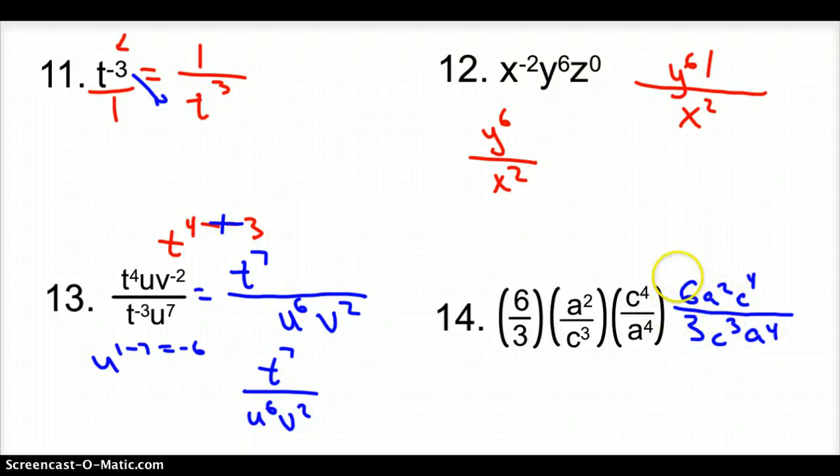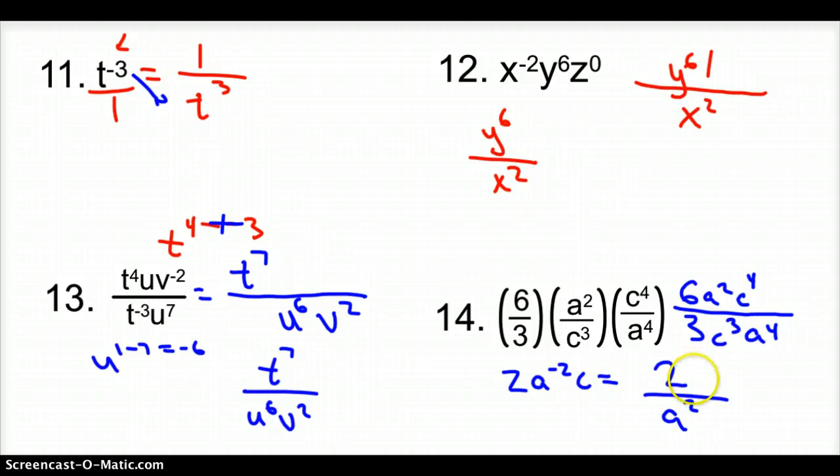Can we clean any of this up? Starting with your numbers, 6 divided by 3 is 2. That's awesome. Now look at our a's. If we subtract our a's, we're left with a to the negative 2nd. If we subtract our c's, it's just c, right? What do you have to do with that negative power up there? You go 2 and then go over a squared, and then c also belongs with that 2.